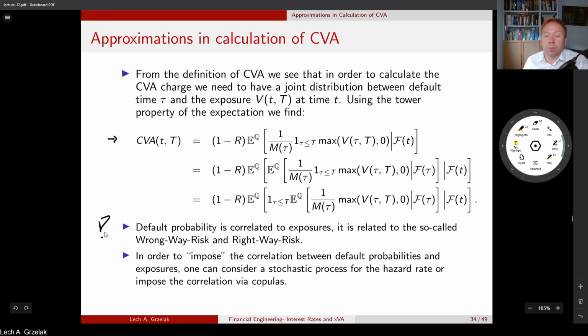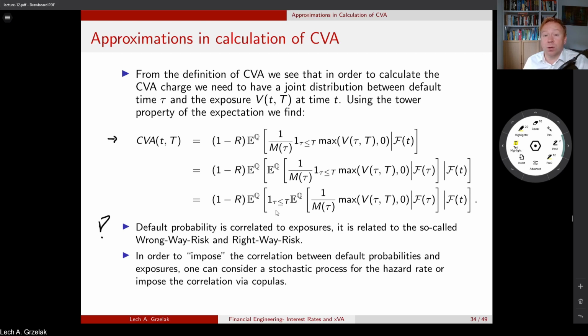Now, this is also important. Often in financial engineering, or in general in finance, you would hear terms like wrong way risk and right way risk. This has to do with the correlation between exposures and default probabilities of counterparties. If we have a positive correlation between default probability and exposure, this means if your exposure to the counterparty increases, so you are essentially getting more in the money, your P&L is increasing.